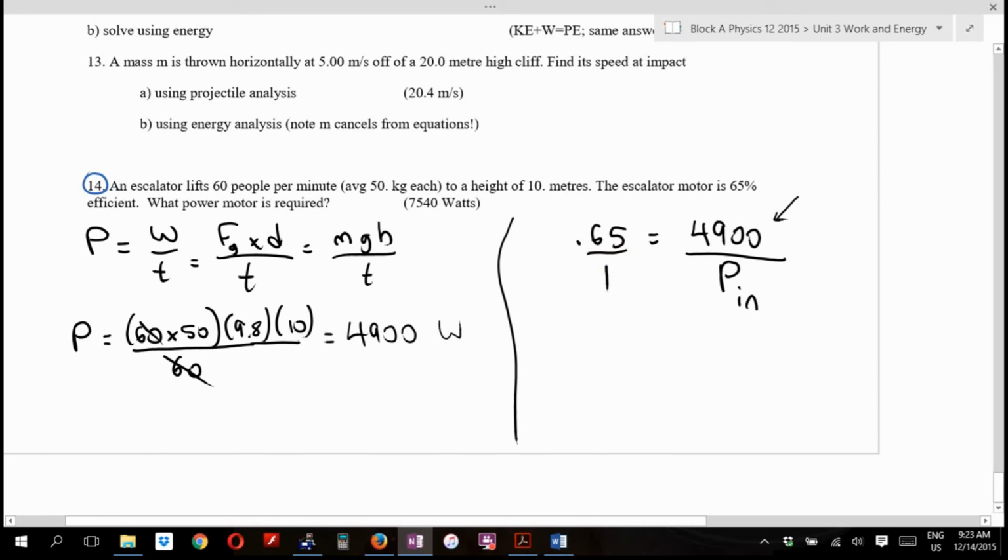Cross multiply. So you'll get power in equals 4,900 divided by 0.65. That's where the 7,450 watts came from. Is that okay? There will be a question or two dealing with efficiency as well. Any other questions?